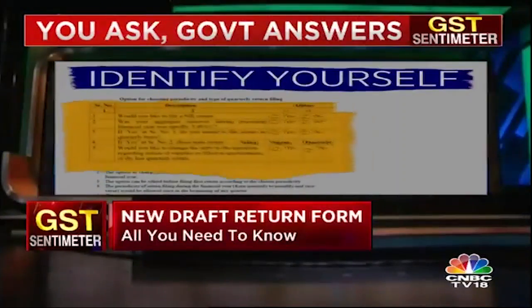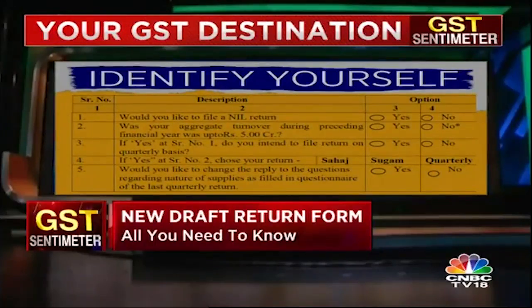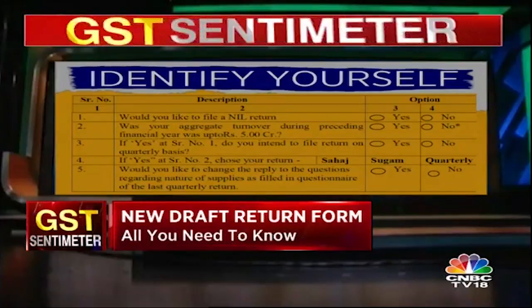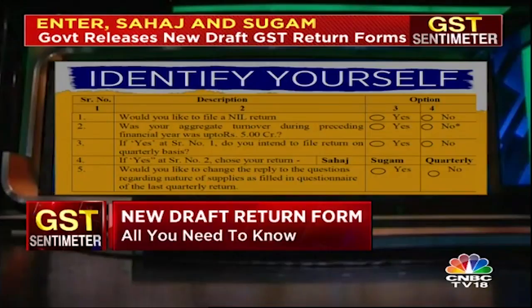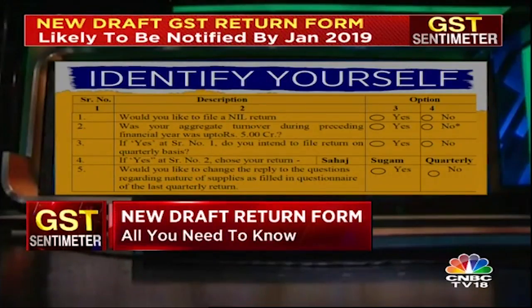So as per the new format, the first step a taxpayer has to take is to identify himself under the categories as to whether he is a small or a large taxpayer. If he is indeed a small taxpayer, which means he has a turnover of less than 5 crore rupees per annum, he can choose to file either a monthly return, a quarterly return, or a simplified quarterly return. However, a large taxpayer has to continue to file returns on a monthly basis.